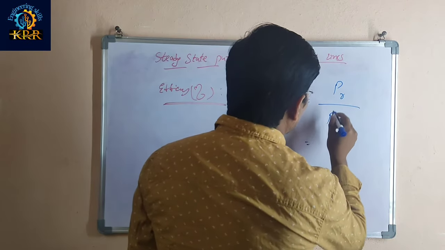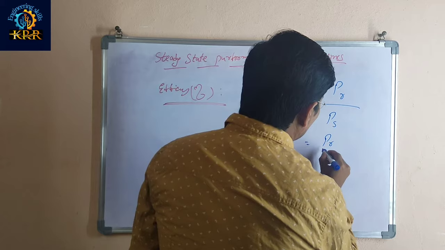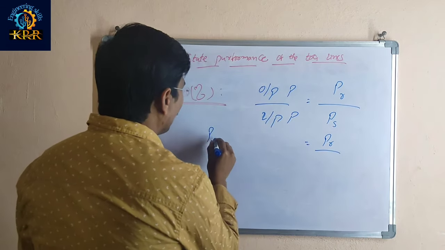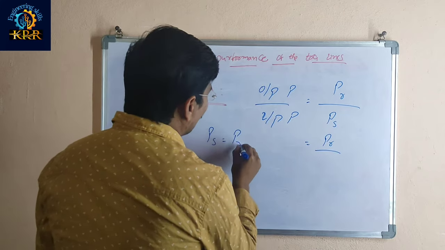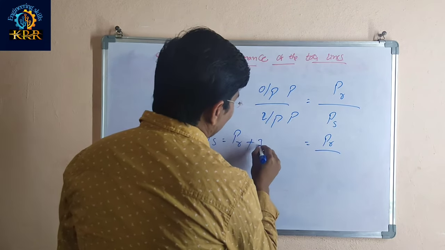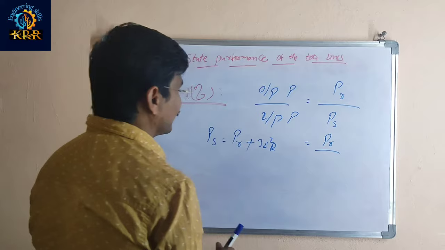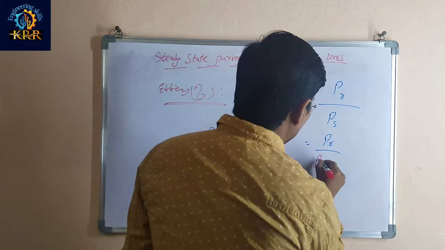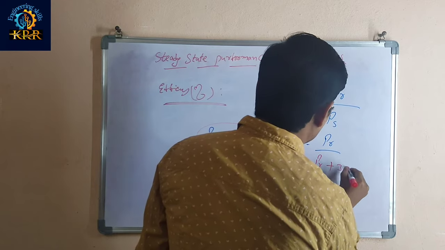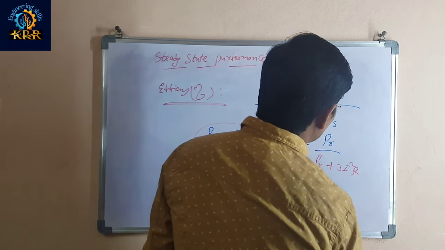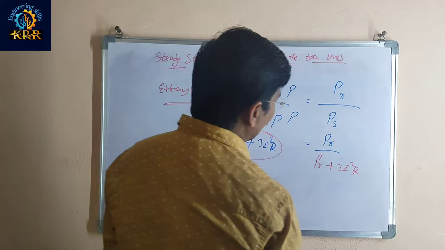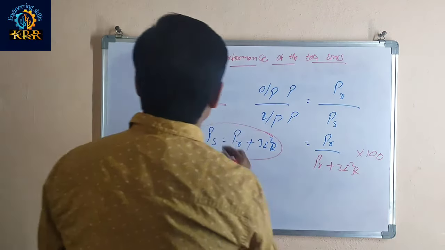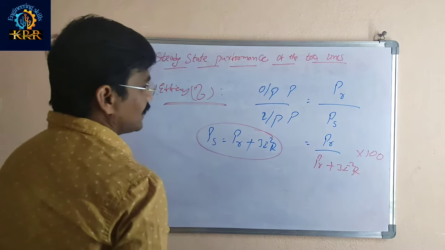Here, input power is equal to output power plus losses. We substitute this here, means output power over output power plus losses, into 100, then it will come as percentage of efficiency.